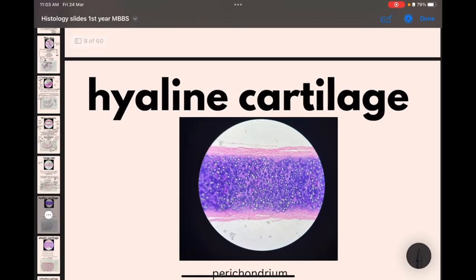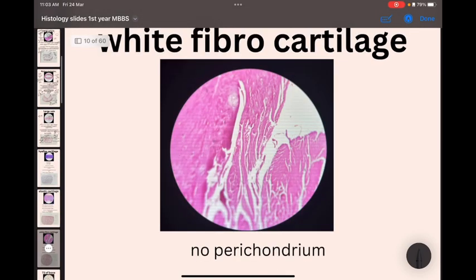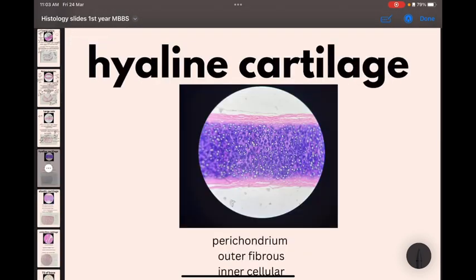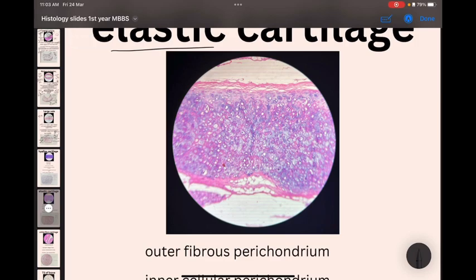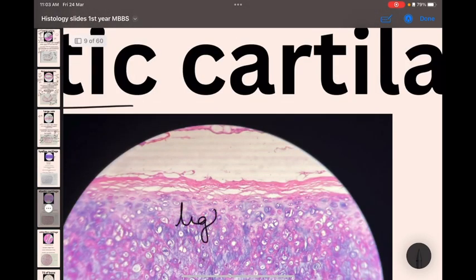Next, coming to the cartilages, we have 3 slides: hyaline, elastic and white fibro. Okay, so see, if at all you get confused, you will get confused with hyaline and elastic cartilage. So see the slides before. See, this is dark stained, right? Dark stain is hyaline cartilage, whereas the light stain is elastic cartilage.